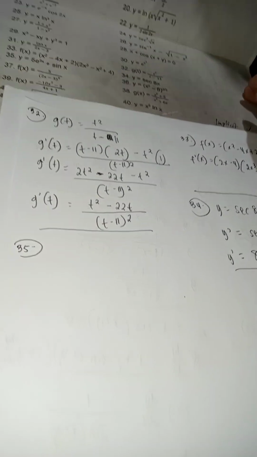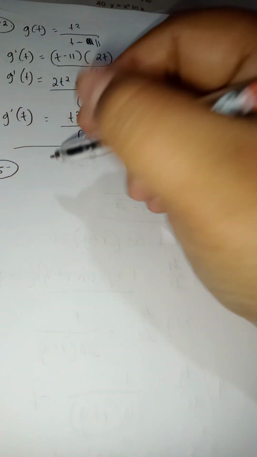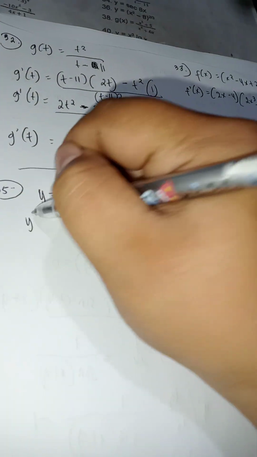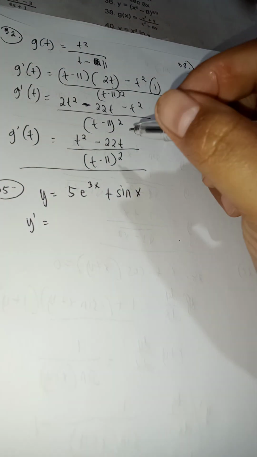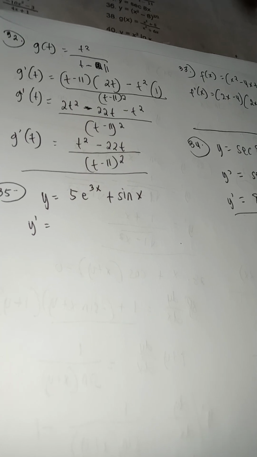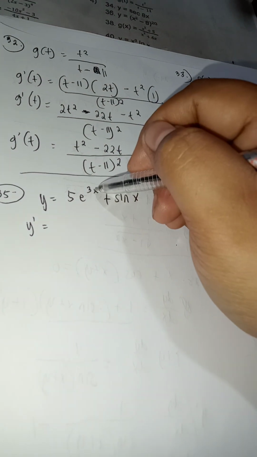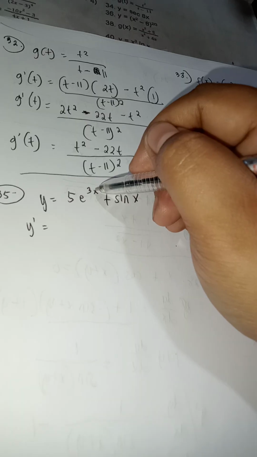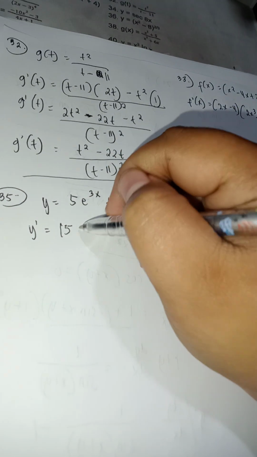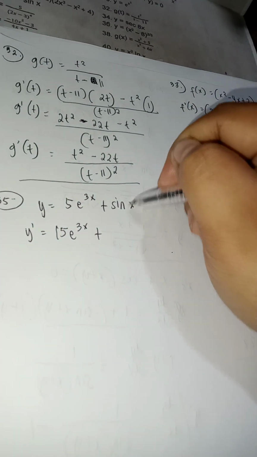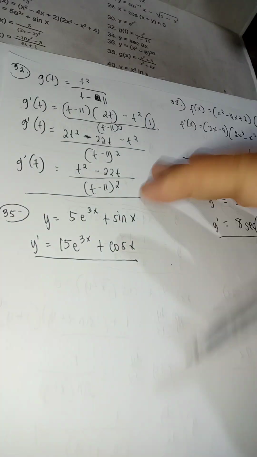Number 35. Number 35 is y is equal to 5 e to the 3x plus sine x. In solving this, we are going to differentiate term by term and simplify. So 5 e to the 3x results to 15 e to the 3x, plus the derivative of sine x, which is cos x. So this is our final answer.